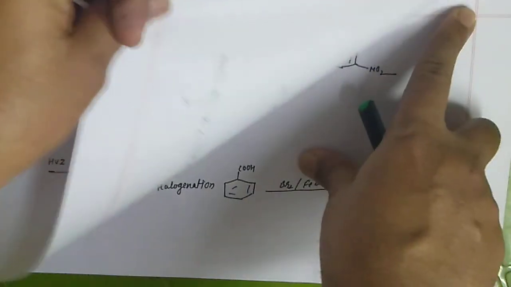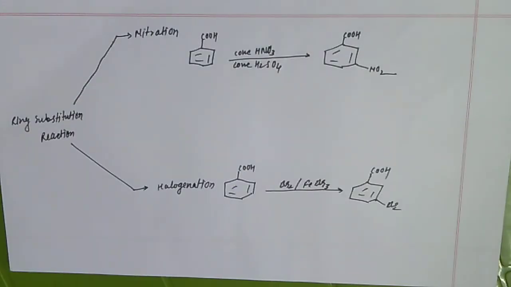Now let us move to the next property, ring substitution reaction. In ring substitution, carboxylic acid gives two types of reaction. The first is nitration. As we know, the carboxylic group is a meta directing group, so if you take the nitrating reagent, it will give meta nitrobenzoic acid. And if you do halogenation with bromine in the presence of the catalyst FeBr3, it will give meta bromobenzoic acid.